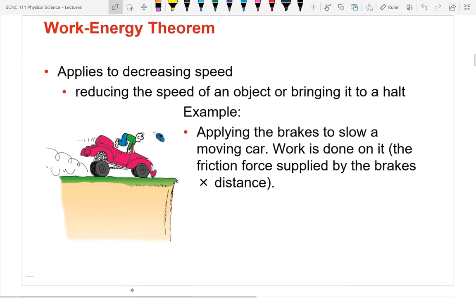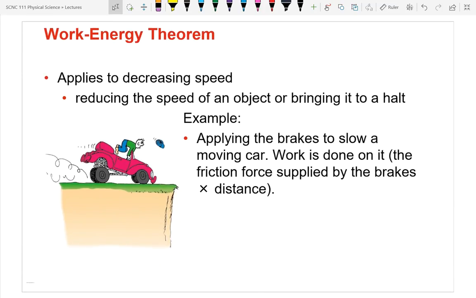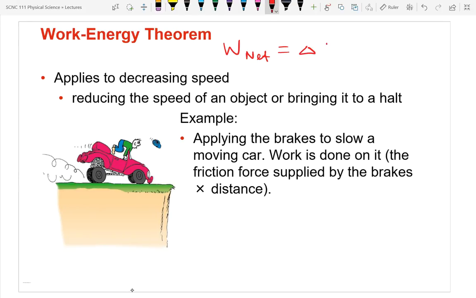Now, the work energy theorem is really important in physics. I said energy is the ability to do work, and so now we get to that actual relationship. The work energy theorem says that the net work is equal to the change in KE. I just have to make sure that I don't just say words, but write things, so you see the connection.